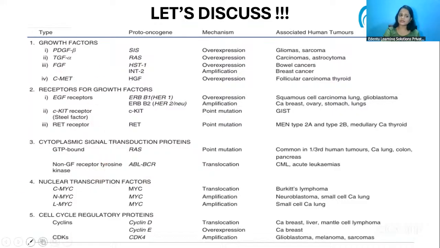Here we are discussing the same 5 oncogene families only: the growth factors, the receptors for growth factors, the cytoplasmic signal transduction proteins, the nuclear transcription proteins, and the cell cycle regulatory proteins. Here we are discussing in detail what the proto-oncogenes involved are. For the EGF receptors, there are proto-oncogenes like ERBB1 and ERBB2. This ERBB2 is also called HER2.